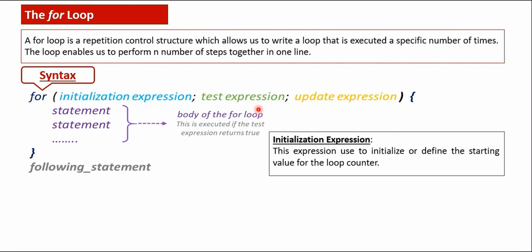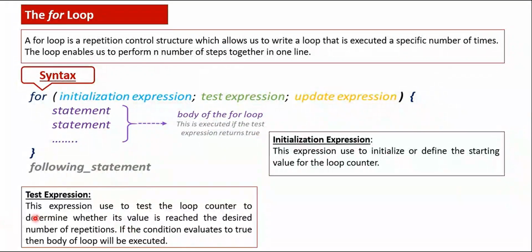Let's discuss what these components are. Initialization expression: this expression is used to initialize or define the starting value for the loop counter. That means from where the loop will start. Next is the test expression. This expression is used to test the loop counter to determine whether its value has reached the desired number of repetitions. That means if I have defined a value n, then we have to test whether the loop counter value has reached n repetitions or not. If the condition evaluates to true, then the body of the loop will be executed.